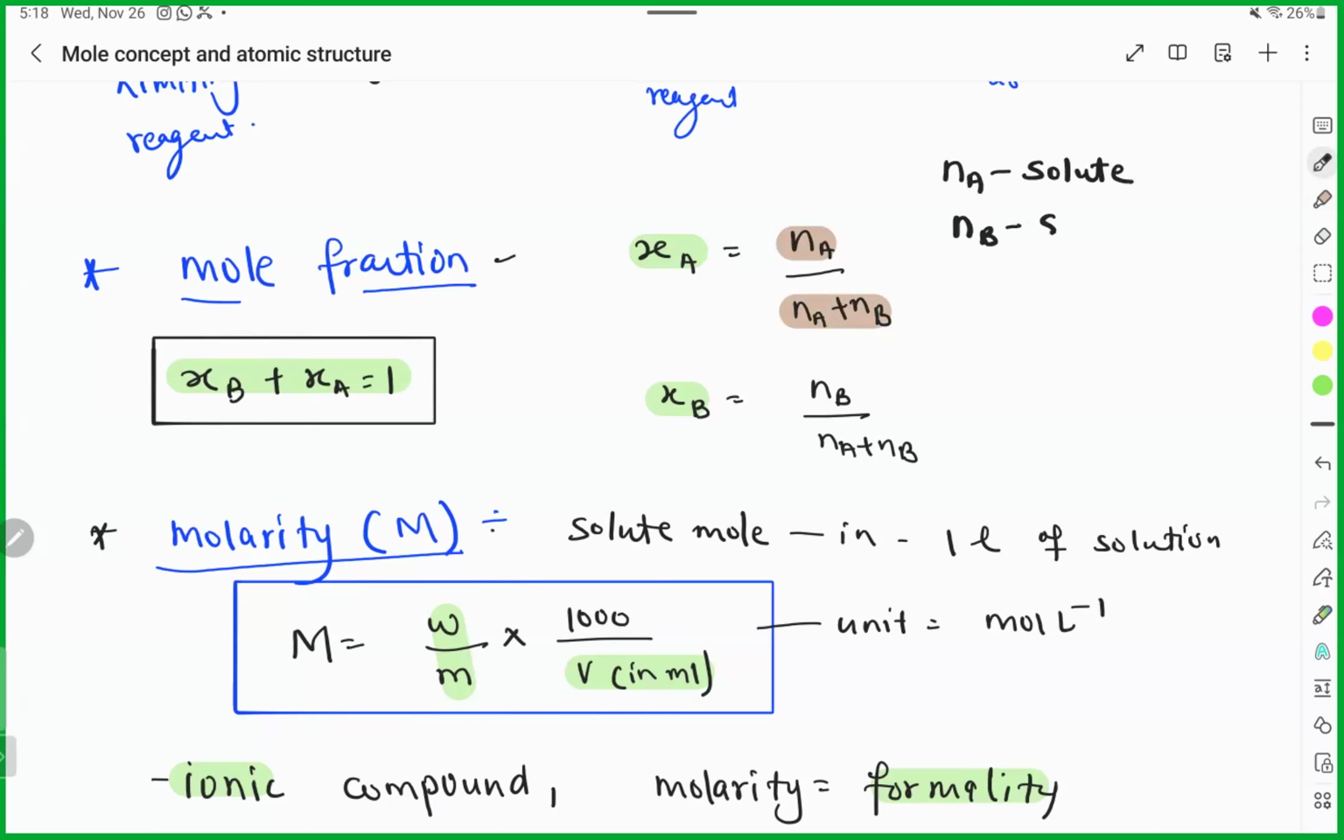Nb is the mole of the solvent, and Na plus Nb is the mole of the solution. So how to calculate mole fraction? Given mole divided by the moles of the solution. Same for B, given mole of the solution. If you add both of them, the number will be 1.